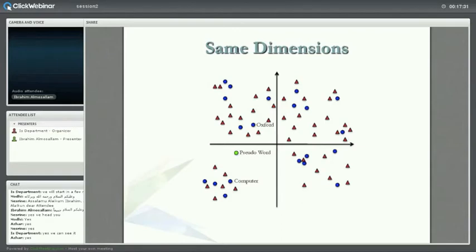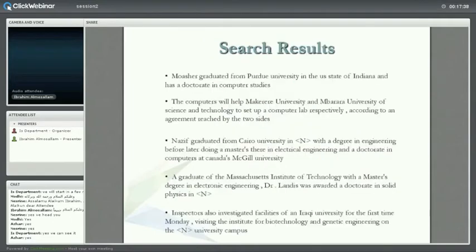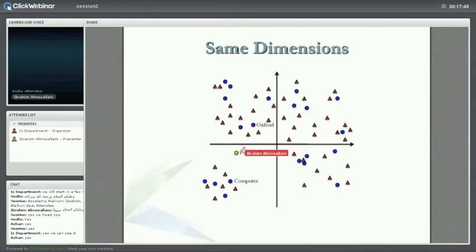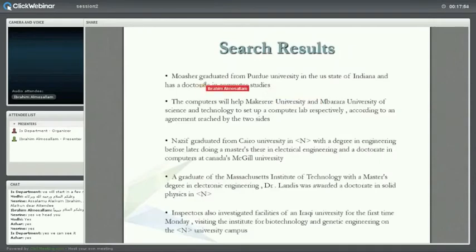These 500 features, we can map them. I won't go into the details, but these are preliminary results that I'm able to produce by searching for sentences closest to this pseudo word. So this has an Oxfordness quality and a computerness quality to it. The first result was: Wash, graduate from Purdue University in the U.S. state of Indiana, has a doctorate in computer science.